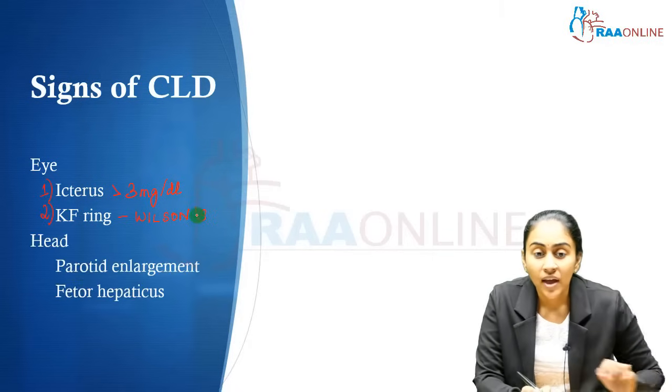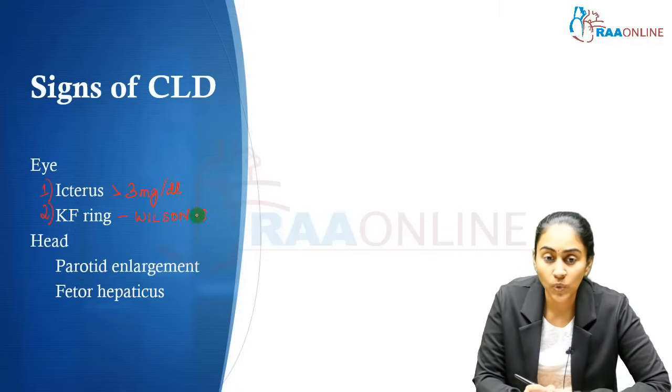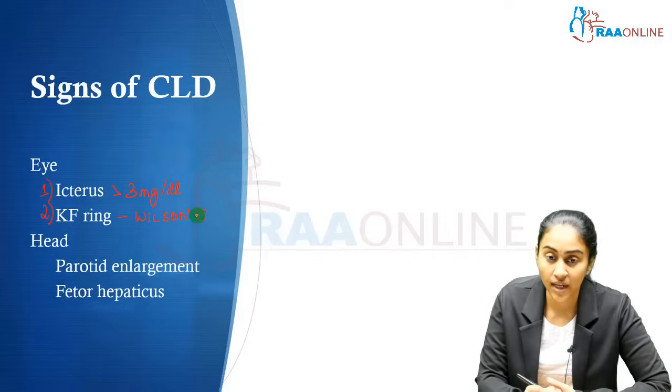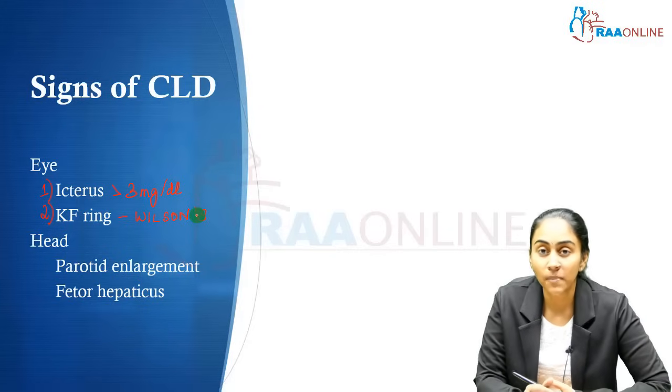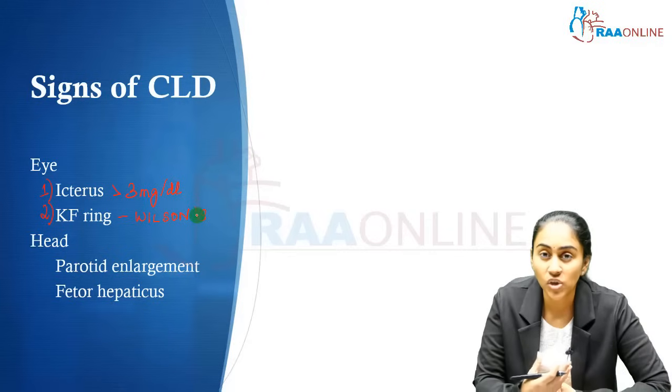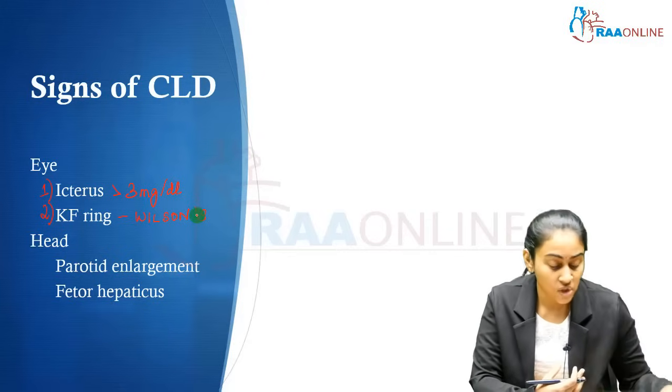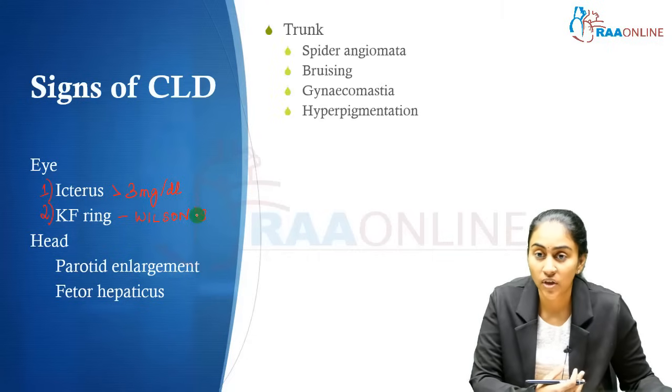disease. In the head and neck region, you will have to look for parotid enlargement, which is a frequently encountered sign in patients with chronic alcohol consumption. Fetor hepaticus, where the patients have a strange ammoniacal odor emanating from the mouth, tells you that the patient has features of advanced chronic liver disease.